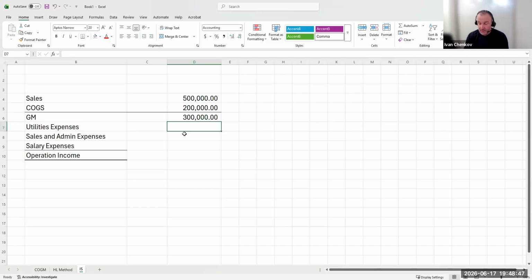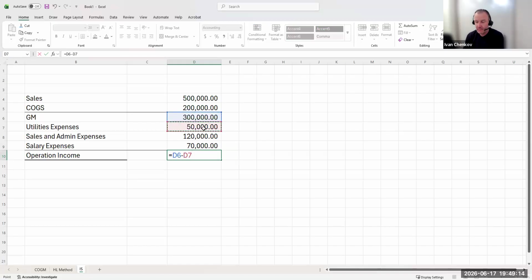Then you have utilities. On utilities, let's say 50,000. Then we have sales administrative, 120,000. I have to make sure that I do not exceed 300,000. Salary expenses, let's say another 70,000. 190, 240, that should be okay. And then operating income is going to be equal to 300,000 minus 50 minus 120 minus this.